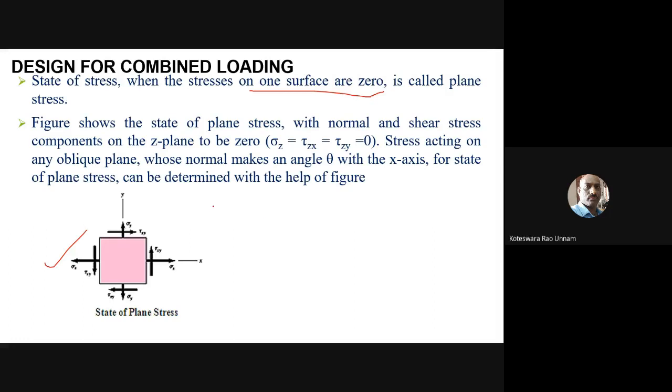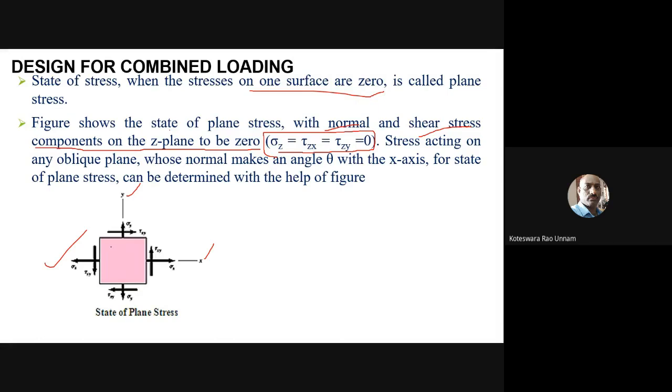In case of a biaxial state of stress, or state of plane stress, you have stress in only two directions. It may be normal stress or it may be shear stress. Here he has taken the components on the z plane to be 0. That means sigma z, tau zx, tau zy are zeros. Then we choose only the xy plane. On this xy plane, you have stress either in the x direction or in the y direction. You don't have stress in the z direction.